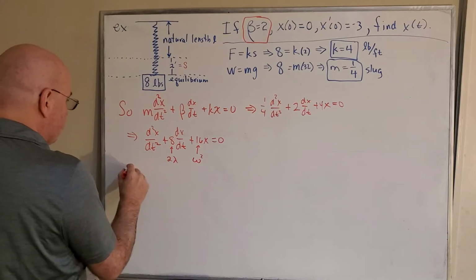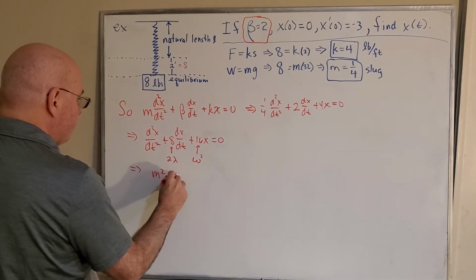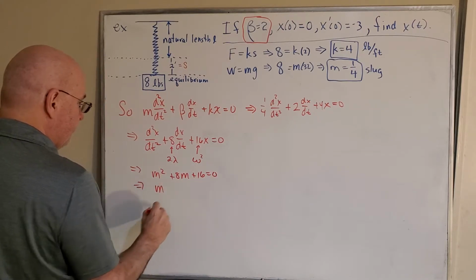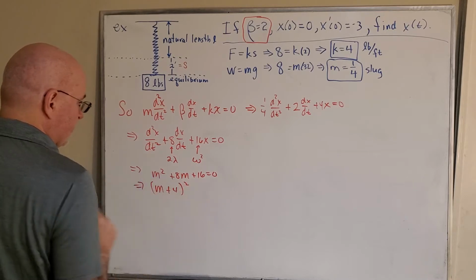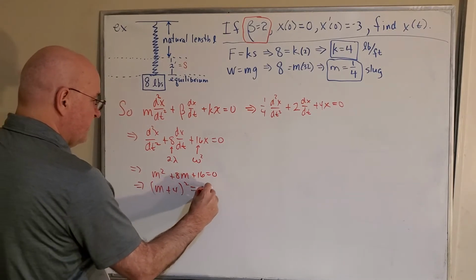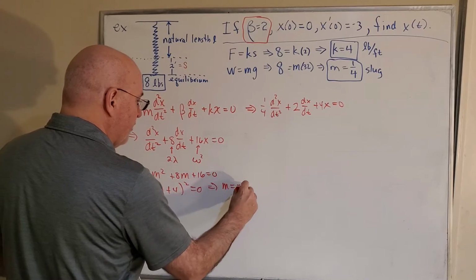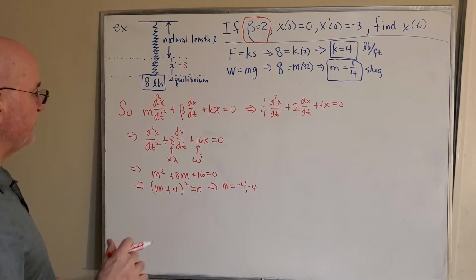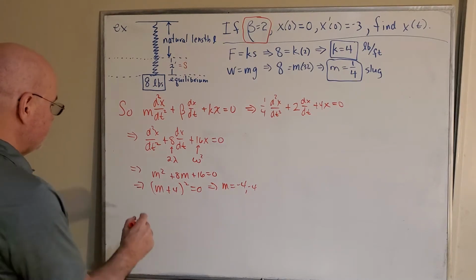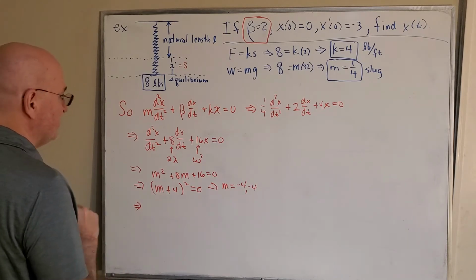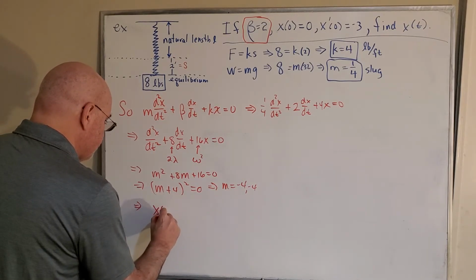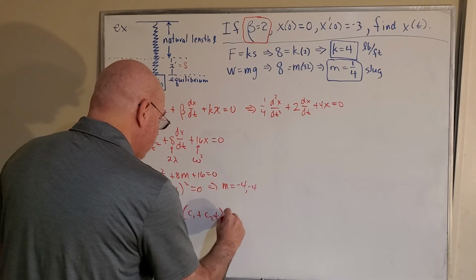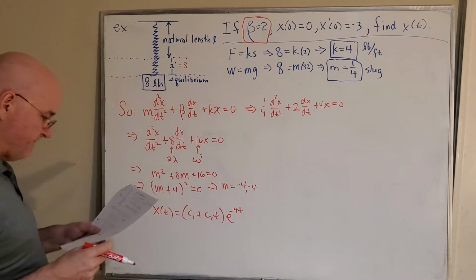Okay, so characteristic equation, m squared plus 8m plus 16 equals 0. m plus 4 quantity squared equals 0. So we have m equal to -4. I'll even write it twice just to show that we got 1 repeated root. And that tells us the general solution, x of t is equal to c1 plus c2 t, e to the -4t. Remember that?